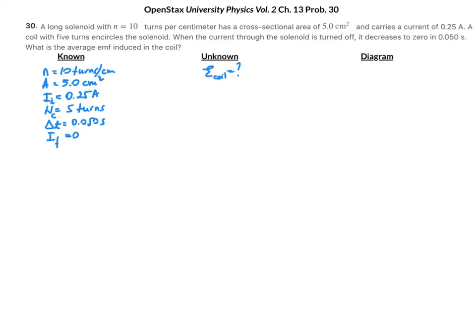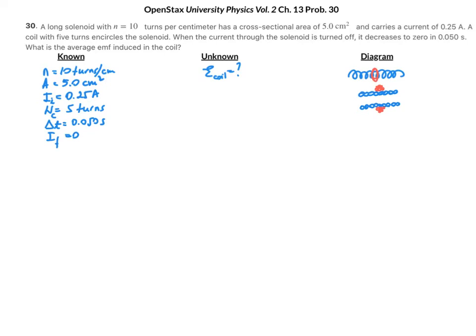So let's draw the diagram. We have a solenoid that looks somewhat like this, and around the solenoid there is a coil of 5 turns that's wrapped right around it. It's hard to see what's going on here, so I'm going to draw a cross section through this and have the solenoid look like that. So I have current coming out on the top, let's say, and in on the bottom through all these coils. And then the coil is going to be wrapped right around the solenoid.